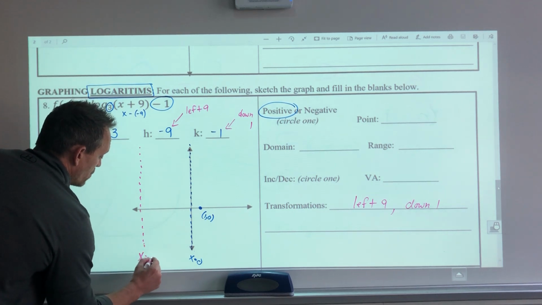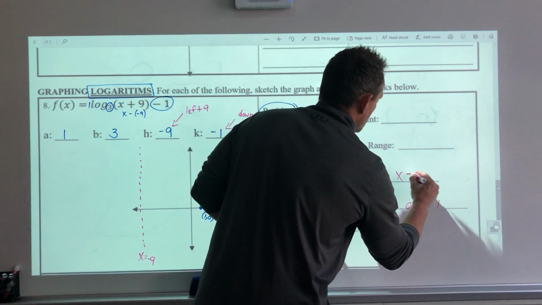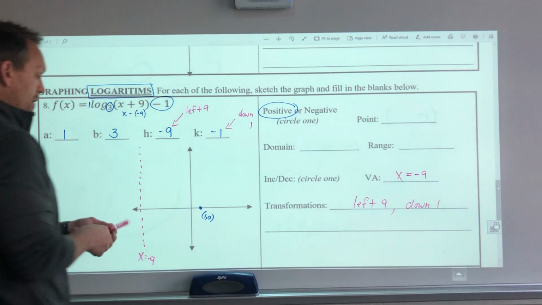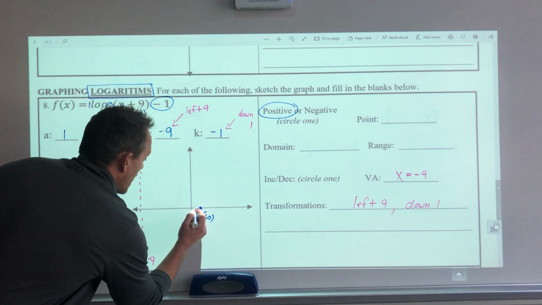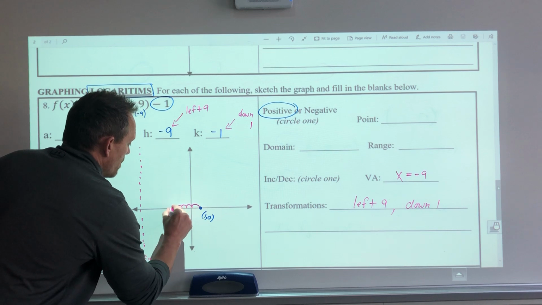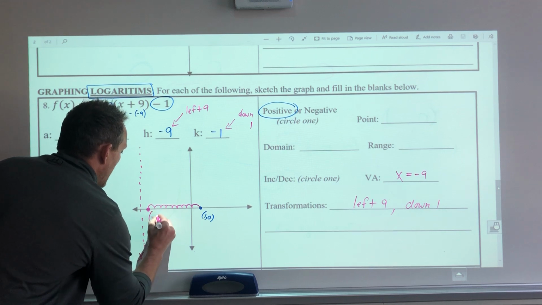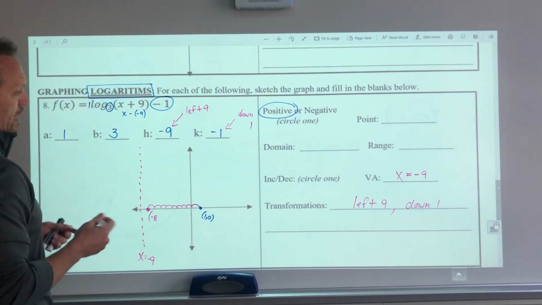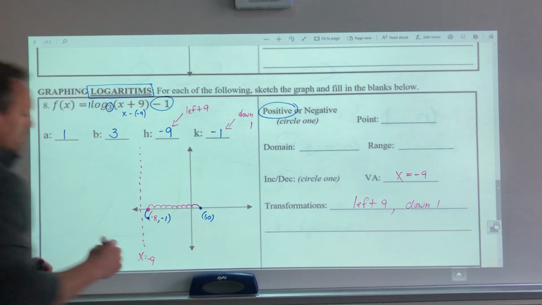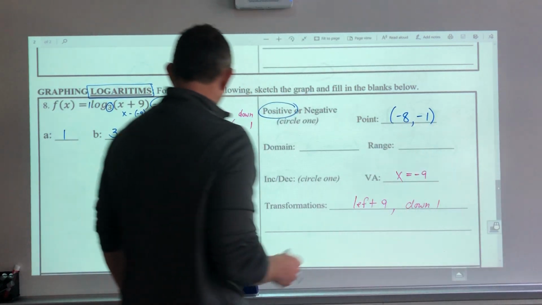Now it's at x equals negative 9. Went from x equals 0, left 9. Now this point goes left 9. So if I moved it left 9, 1, 2, 3, 4, 5, 6, 7, 8, 9, I'm going to be at negative 8, right? But then I also have to go down 1, so I'm at negative 1. So now my point is at negative 8, negative 1.